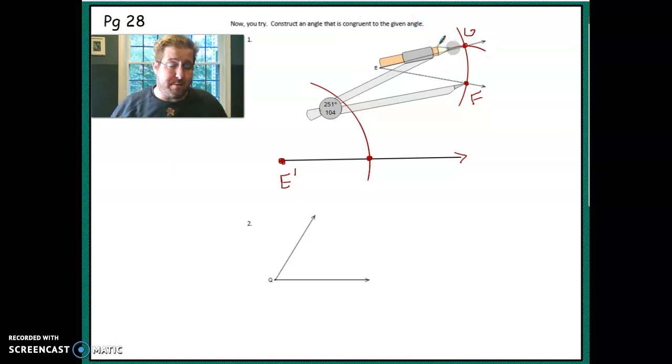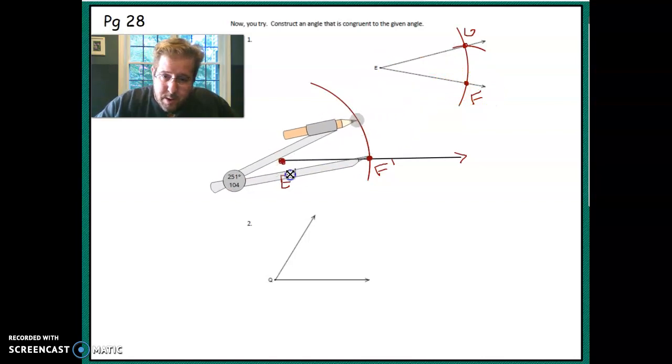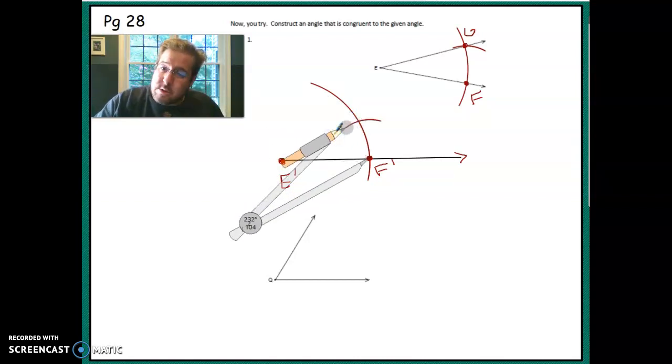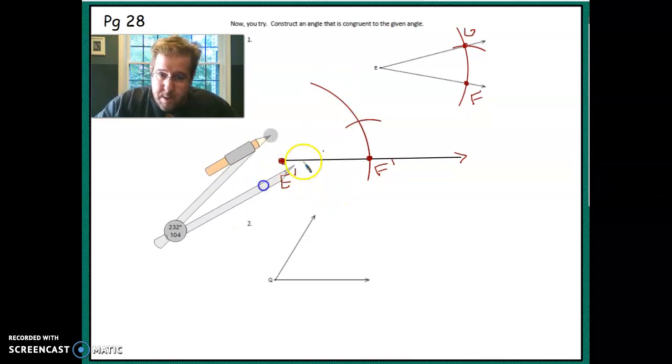Now, it's a copy. Everything has to be exactly the same. So this is F prime because it's on the original ray. The ray is a copy of this ray. I'm going to put my fixed point on F prime, and I'm going to make an arc so that it intersects my first arc. And this is the point that we need. That's point G, because this and this are the same distance.